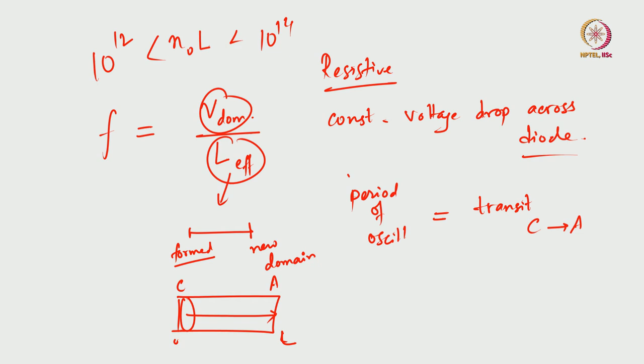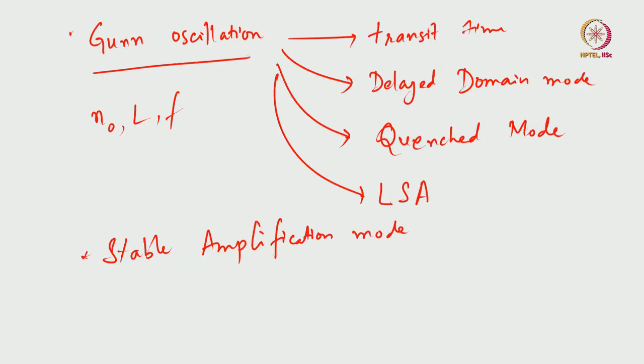Negative differential devices such as the Gunn diode are usually operated in a resonant circuit or in a cavity where you can tune the frequency based on other parameters. But it's not always that you need to have a constant voltage drop, so the period of oscillation need not always be equal to the transit time. That's why we break Gunn oscillation into four different categories.